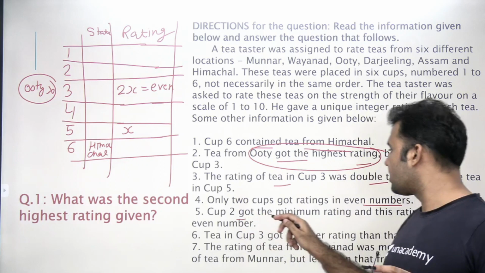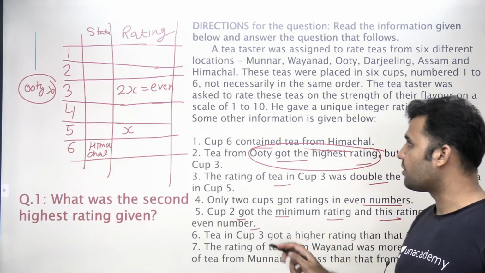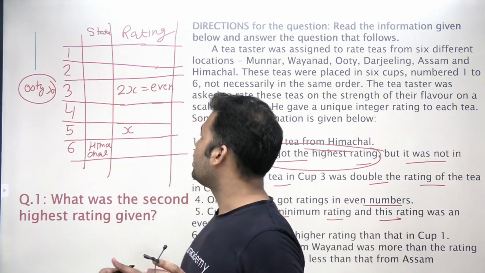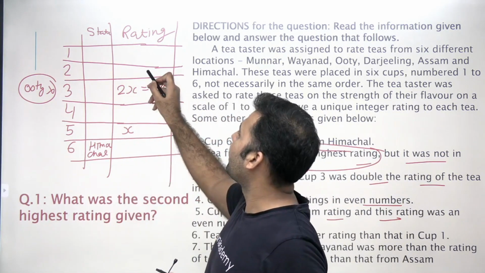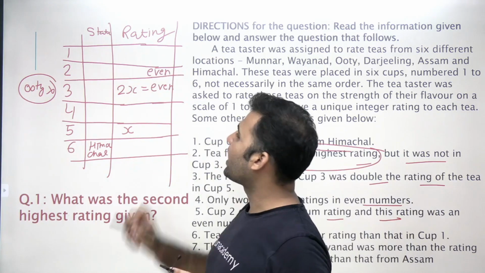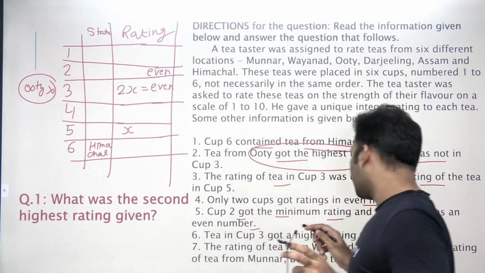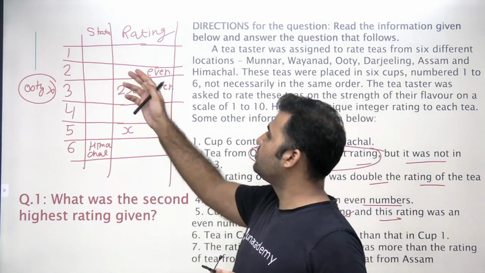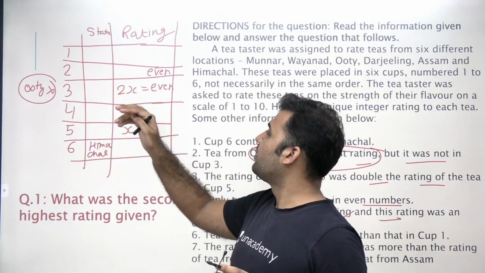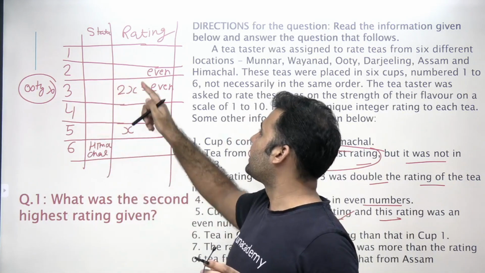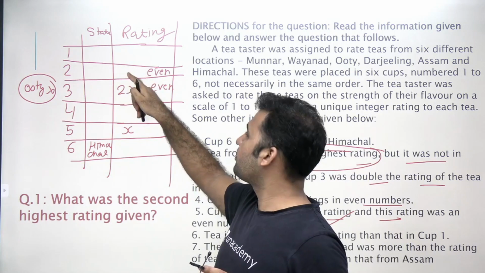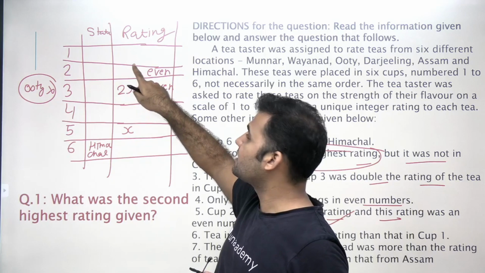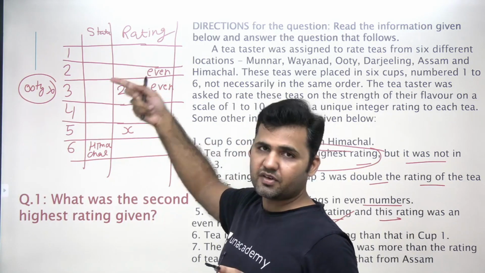Okay. Cup 2 got the minimum rating and this rating was an even number. Now the second cup which contains an even number as a rating of tea is cup number 2, and I need to write down that this cup number also has an even rating and it got the minimum rating, right? Now the minimum even number can be 2, 4 or 6, but we can straight away say that this number cannot be 6, because if I take this number as 6, this number is the minimum possible rating. So 6 is definitely not the case.